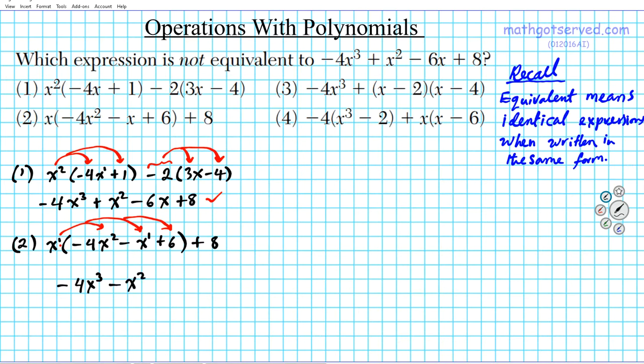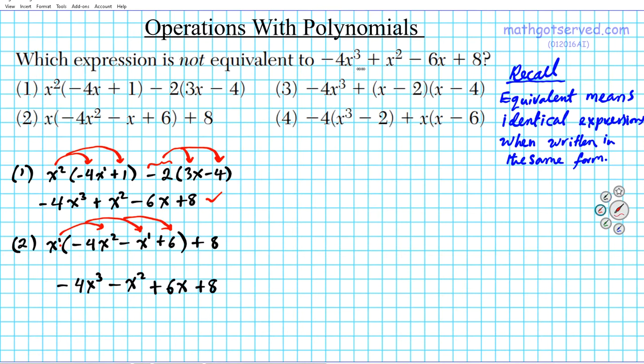You add the powers. 1 plus 1 is 2. Whenever you multiply exponents with the same base, you add the powers, all right? And then x times 6, positive 6x plus 8. All right, so now we're going to compare these two polynomials, the original and this expanded one, written in standard form, and see if they're identical, all right?